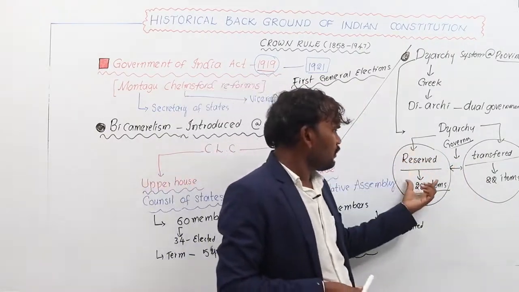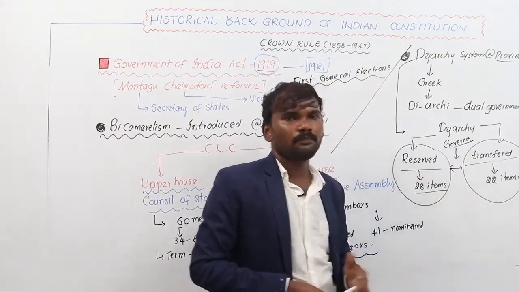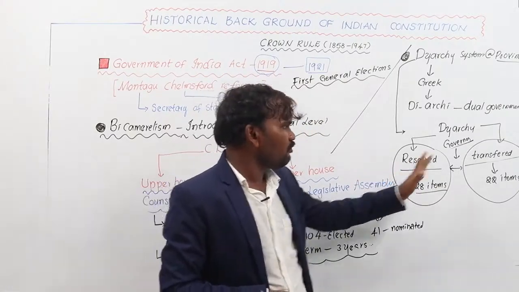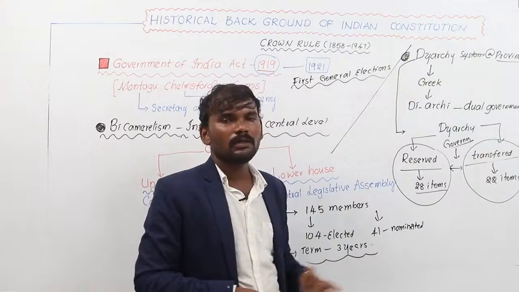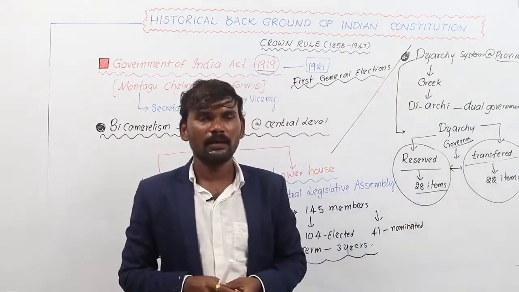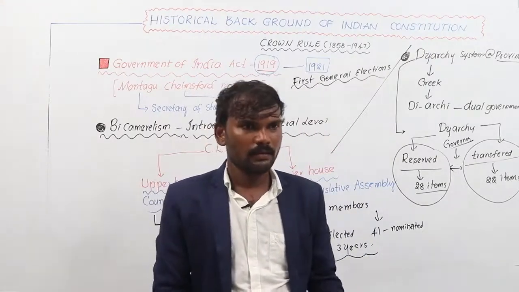There are 2 wings of government working to implement these 2 things. For reserved items, there is one section of government. For transferred items, there is another section of government. That's why it is called diarchy, meaning dual government. So this dual government was introduced by the 1919 Act at provincial level, at state level. These are the main important points.